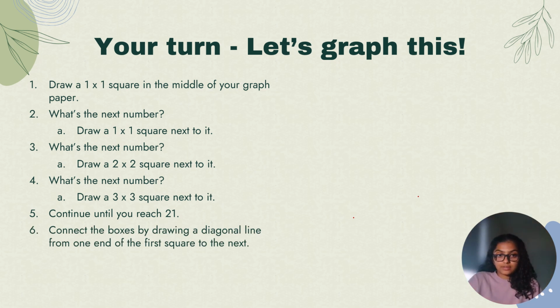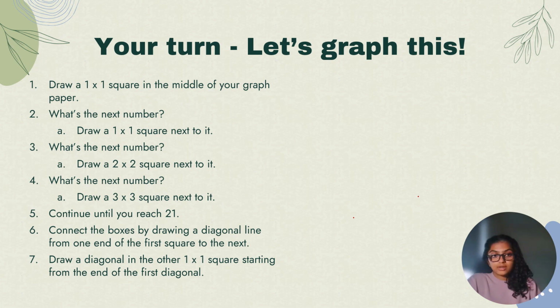And then this is where it might get a bit tricky, which is really why I recommend you watch that video, which again, I'll post below this. Connect the boxes by drawing a diagonal line from one end of the first square to the next. And then finally draw a diagonal in the other 1 by 1 square, starting from the end of the first diagonal.